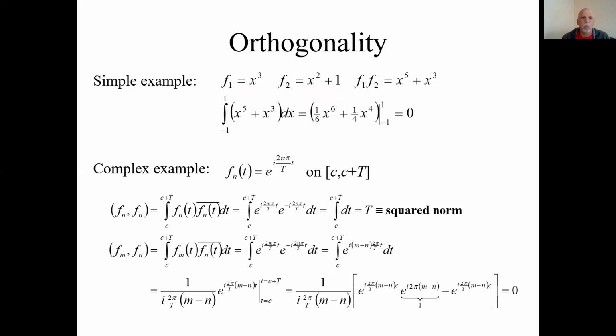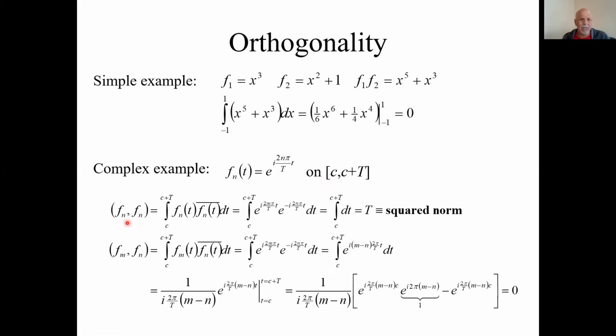So now let's do a little bit more complex example that truly is complex. Let's take these functions here, f sub n, and it means this: e to the i 2n pi over big T times t. The argument is little t, not x here, and we'll look at it on this interval, which is just some interval of length capital T. Let's see what happens when we do these inner products.